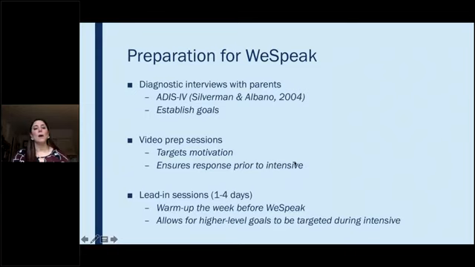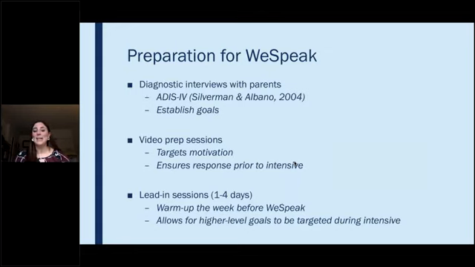We also have lead-in sessions, which are 1 to 4 days before We Speak, depending on severity. And I want you to imagine the rationale for the lead-in sessions. I want you to imagine kids with selective mutism, a high level of social anxiety, coming into a new city, an unfamiliar setting, all new adults, all new kids.